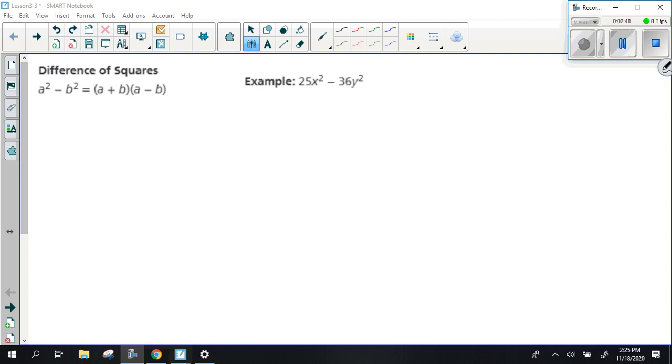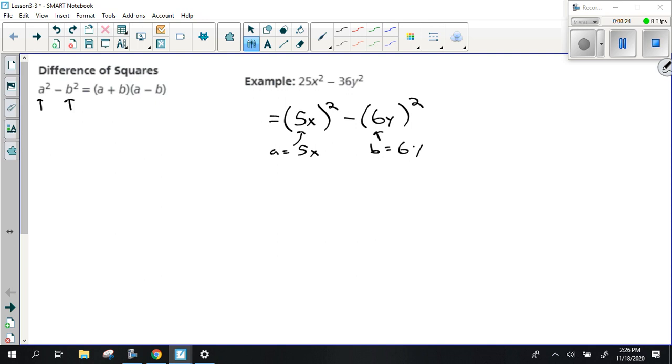For this one, let's look at difference of squares. Again, our first task is to identify what A and B are. It turns out that I can rewrite this as, what's the square root of 25? It's 5. And then over here, the square root of 36 is 6. And by rewriting this in this way, I have determined that A is 5x and that B is 6y.